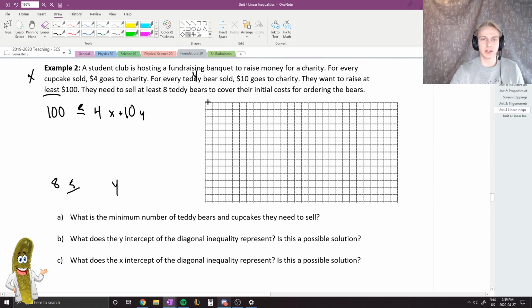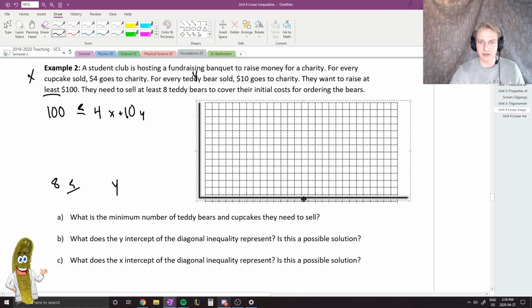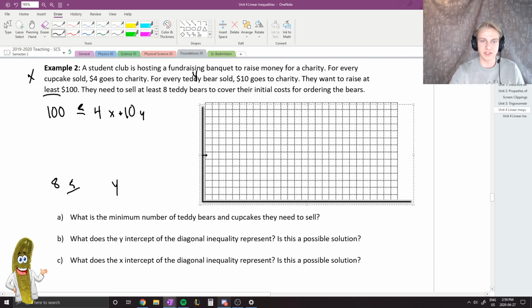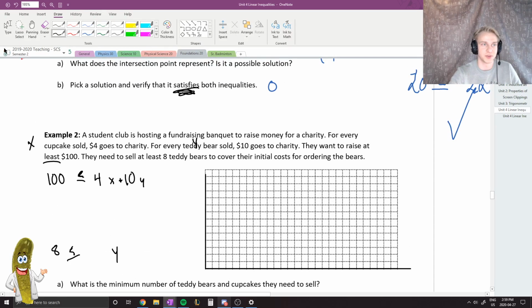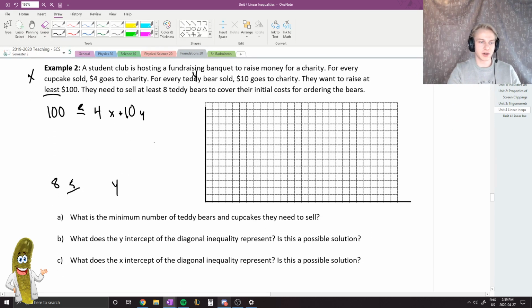I'm again going to draw my axis in the same way that I did with the last equation that we did. The reason is that, again, we are not going to sell or return cupcakes. We're not going to have a negative number of teddy bears sold. That would be redundant if I'm doing a fundraiser. So I want to graph these two equations here. I know that 8 must be less than or equal to y.